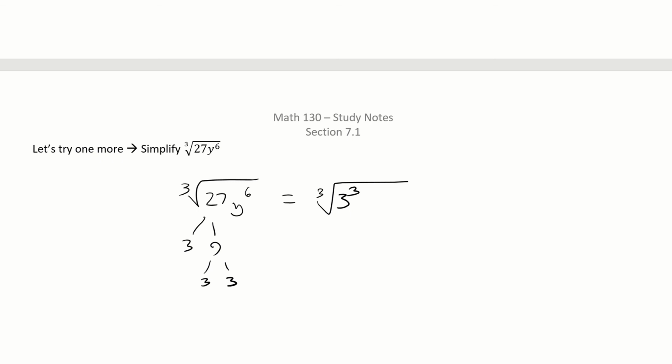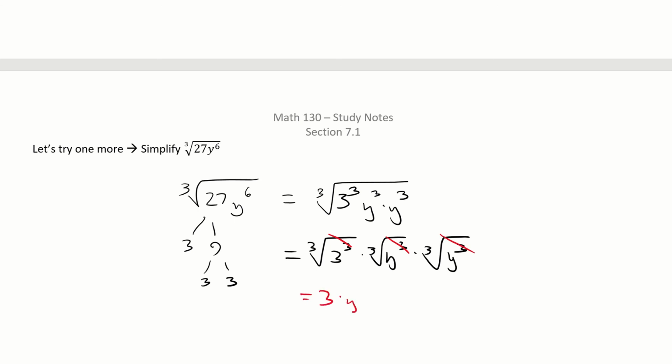And you know what y to the 6th is? It's y to the 3 times y to the 3. Wow, that's cute. Can we cube root those? Yes. Because you can write this as the cube root of 3 to the 3 times the cube root of y to the 3 times the cube root of y to the 3. Of course, you're going to be faster than this with your own shortcuts. And yeah, you go cube root of a cube, gone. Cube root of a cube, gone. Cube root of a cube, gone. Each one of those guys, you get 3 times y times y, and you get 3y squared.